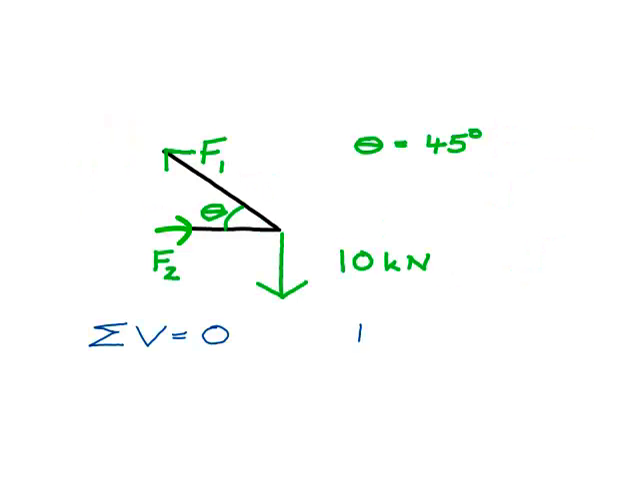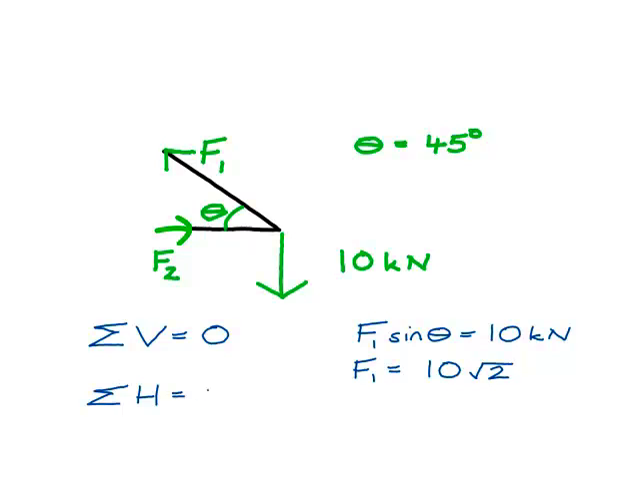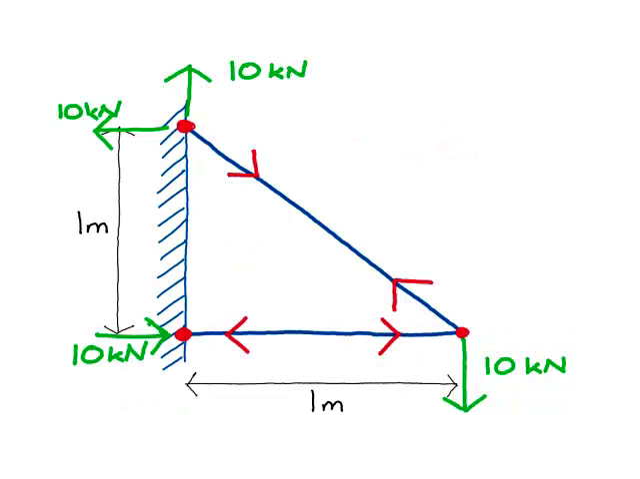Therefore, in our joint, the vertical 10 kN load is equal and opposite to the vertical component of F1. Considering horizontal equilibrium, we have a horizontal force F2 and a horizontal component of F1, which must be in equilibrium. So our forces and reactions in our truss are as shown here.